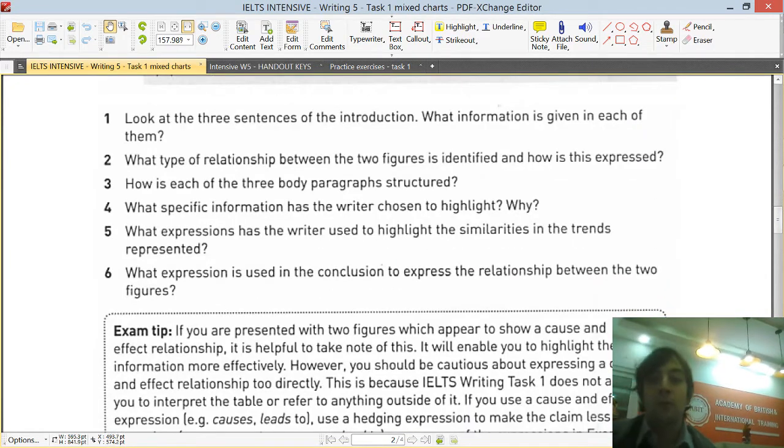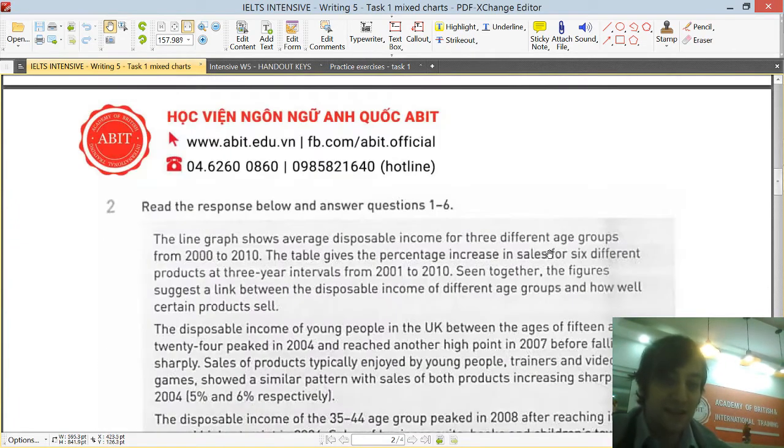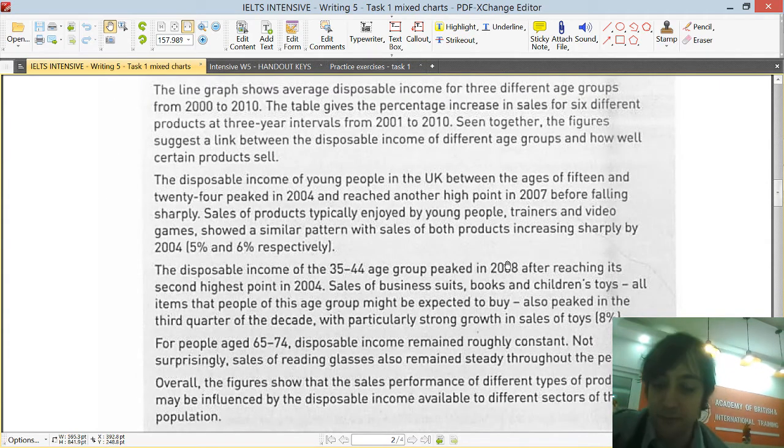So number 1. What information is given in each of the 3 sentences in the introduction? So, the first sentence gives a description of what is shown in figure 1. The second sentence gives a description of what is shown in figure 2. And then the third sentence makes a statement about the relationship between figures 1 and 2. If you're looking at a mixed graph question for IELTS writing part 1, this is exactly the structure that you want to follow for your introductory paragraph. Okay, this is perfect structure here.